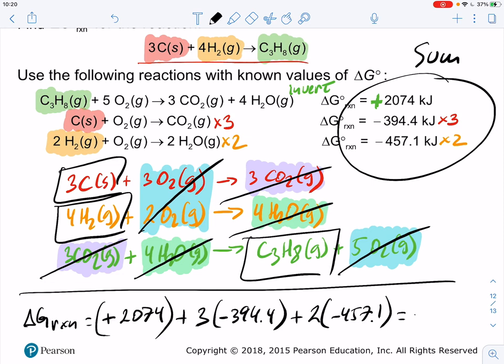And this is equal to minus 23.4 kilojoules. Okay?